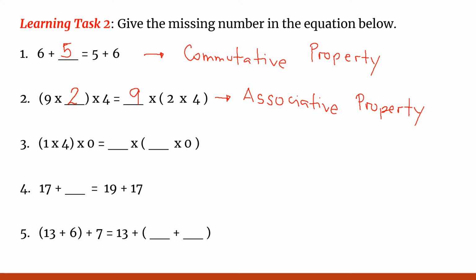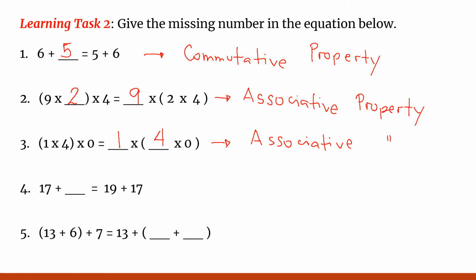Next, 1 times 4 with the open and closed parentheses and times 0 is equivalent to blank times the open and closed parentheses blank times 0. So involved ang numbers na 1, 4, and 0. Well, I guess number 3 here is the same with number 2. So ibig sabihin, ang unang blank natin ay 1, and then times yung pangalawa nating blank ay 4. And if you look at the problem, it is the same with number 2, na kung saan ay associative property naman ulit ang ginamit. Okay? So associative property.